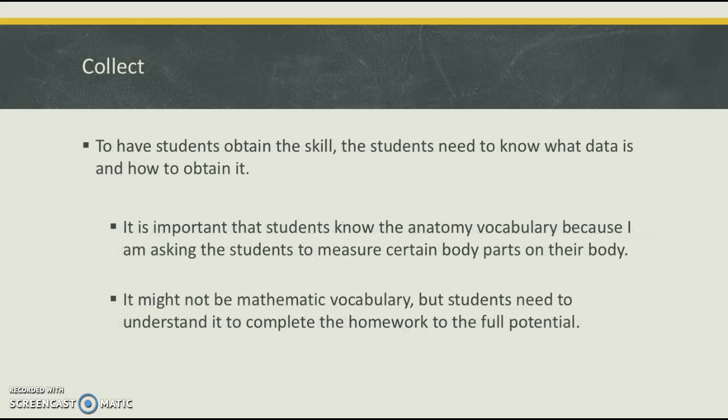Collect. To have students obtain the skill, the students need to know what data is and how to obtain it. It is important that students know the anatomy vocabulary because I am asking the students to measure certain body parts for their homework. It might not be mathematic vocabulary, but students need to understand it to complete the homework to the full potential.